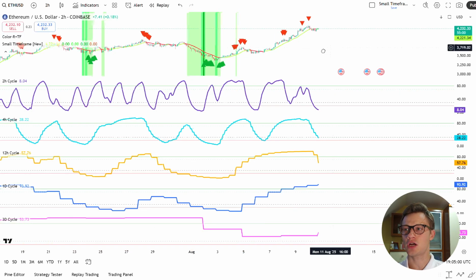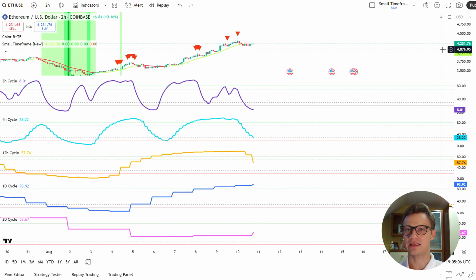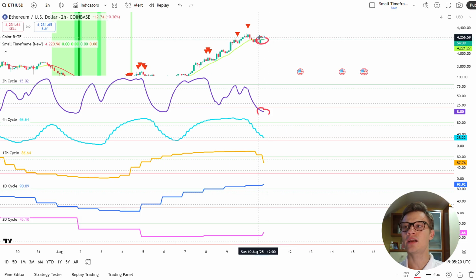Now, coming back to the chart, we can see the 2-hourly cycle, 4-hourly, 12-hourly, 1-day, and the 3-day cycle. The 2-hour cycle basically shows the development of the coin for the next couple of hours, up to 24 hours. Every time it's below 20, it is oversold on the short term. So right now, it is clear that we are oversold on Ethereum and we might pump up for at least 6 to 8 or even 12 hours.